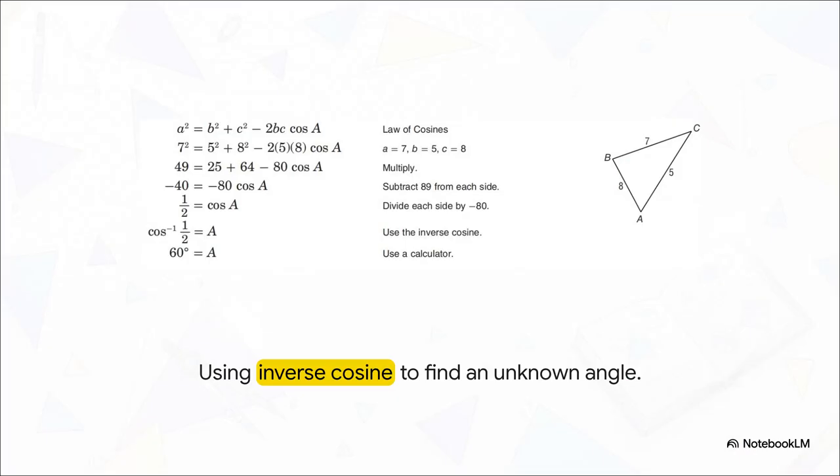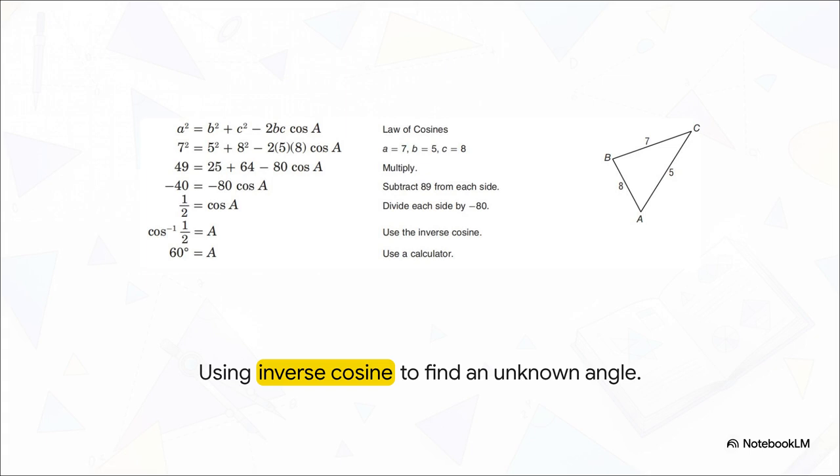Check out this triangle. It gives us all of its edges, sides of 5, 7, and 8, but absolutely none of its attitude. There are no angles anywhere. Let's say we want to find angle A, which sits right opposite the side measuring 7. We start with our formula. A squared equals B squared plus C squared minus 2BC cosine A. We plug in the numbers. 7 squared equals 5 squared plus 8 squared minus 2 times 5 times 8 times the cosine of A.